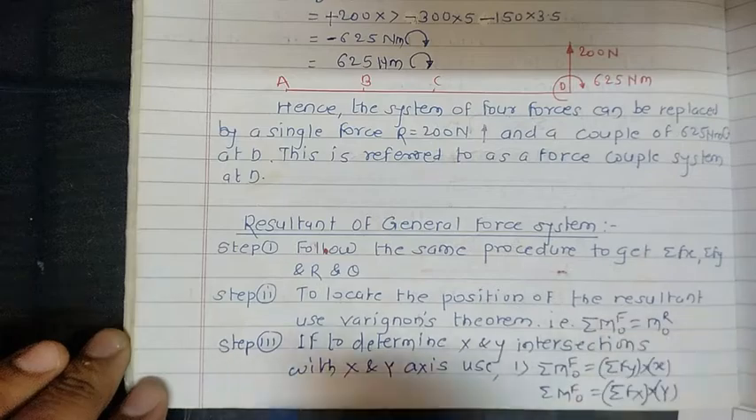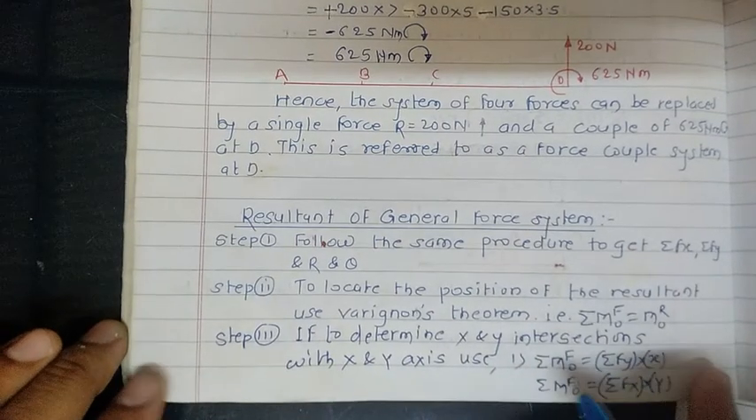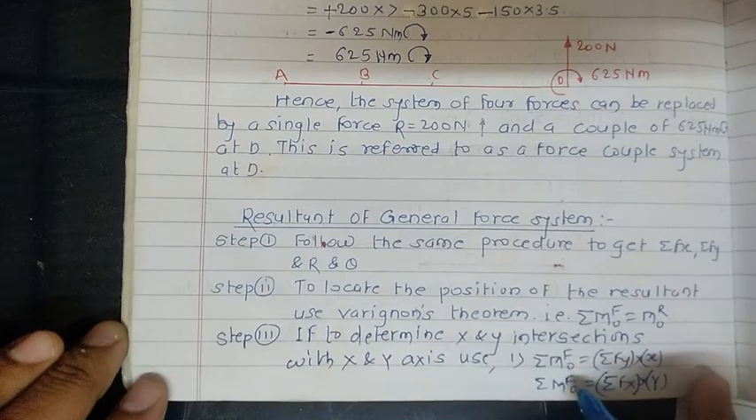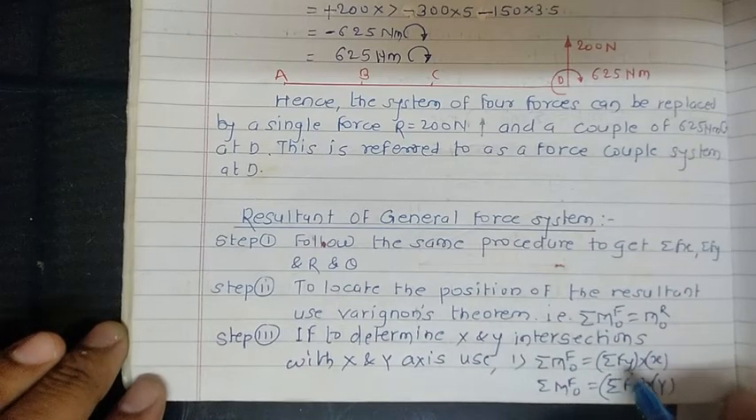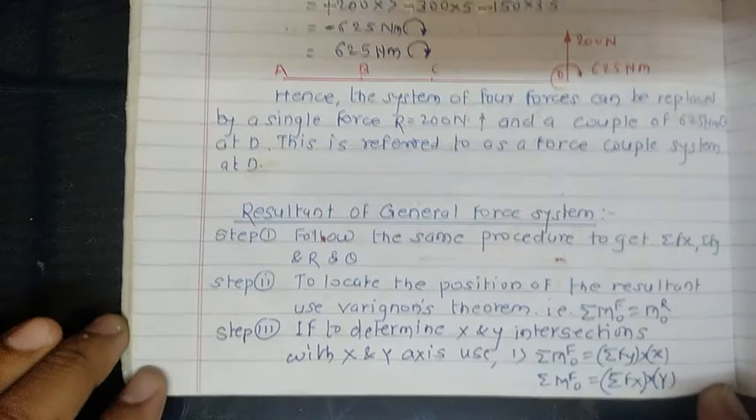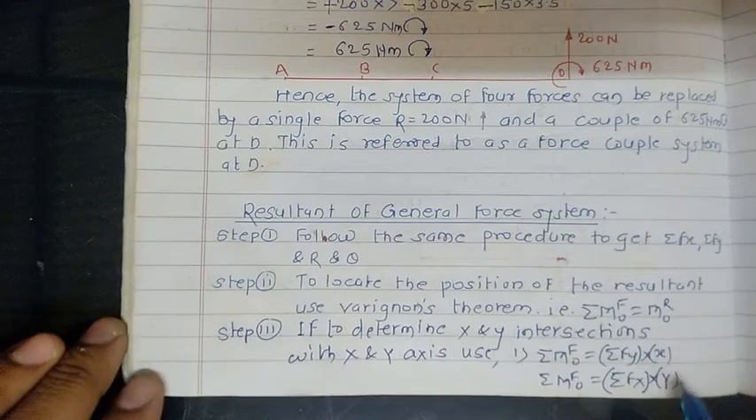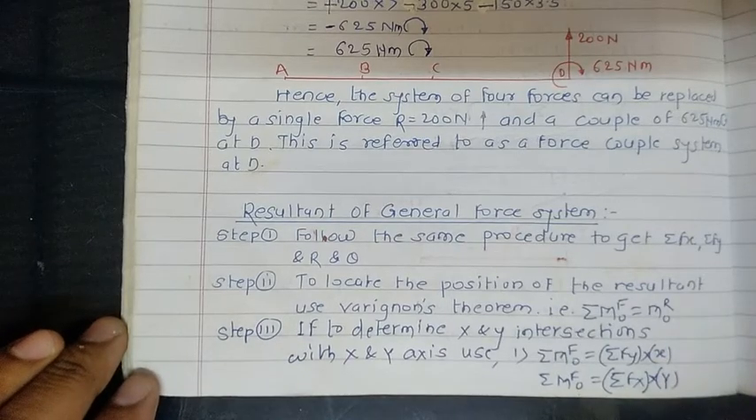Now in the next step, to determine the x and y intersections with the x and y axis, you have to use this relation: the summation of moments of all the forces about any point equals the summation of all the vertical forces multiplied by the x distance, which indicates the x intersection. And the summation of moments of all the forces about any point equals the summation of all the horizontal forces multiplied by the y intersection. In this way you can get the values for the x and y intersections or intercepts.